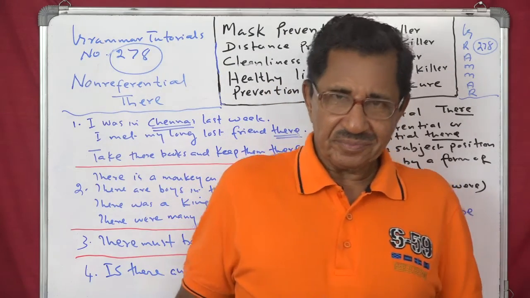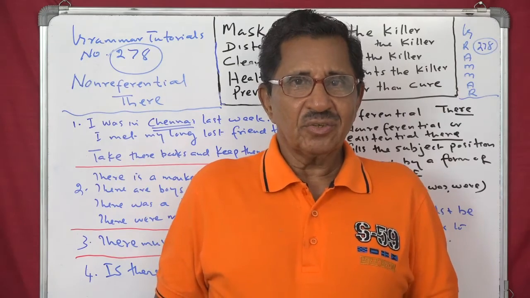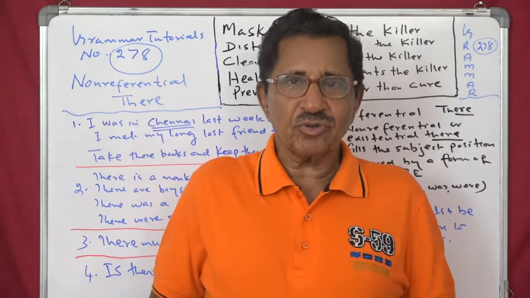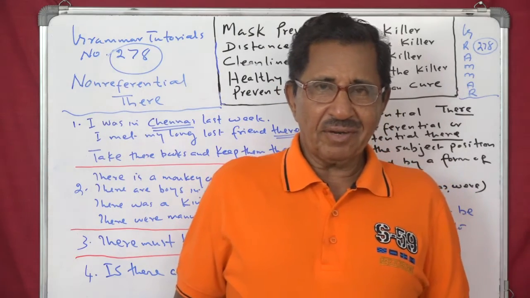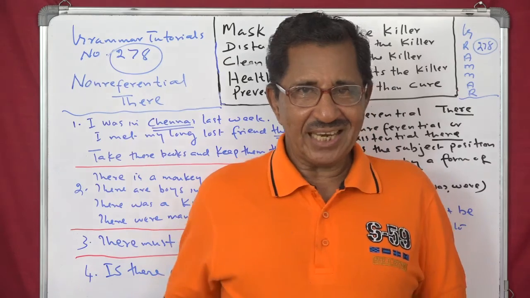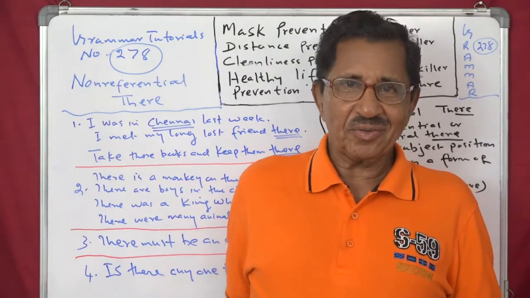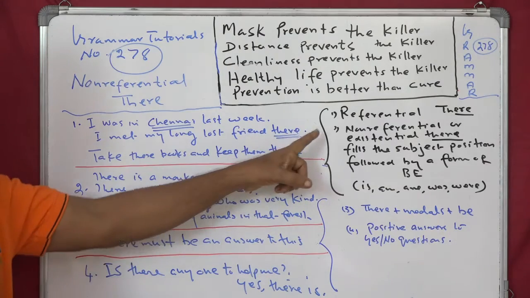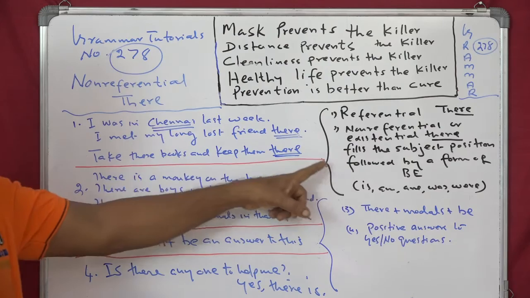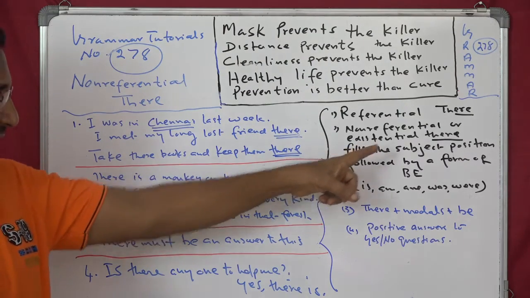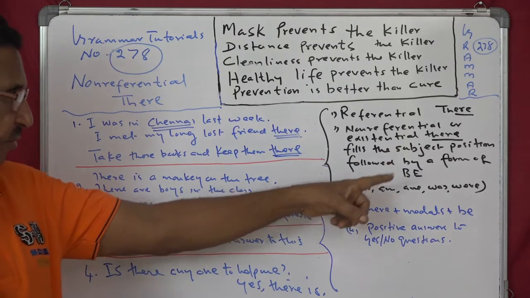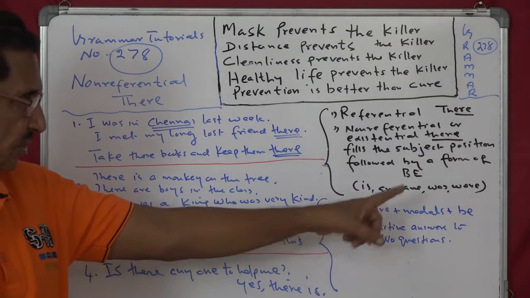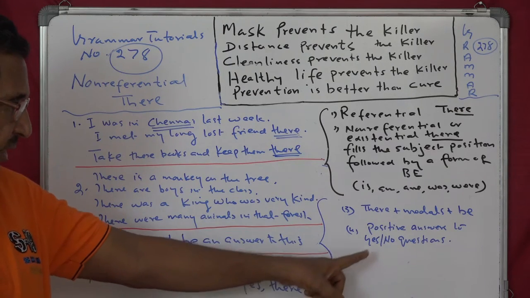So you saw three contexts in which you make the non-referential or existential use of there today. I think it is clear. For one minute I will move to the side, and you can go through the board. Alright, so you can see here you have the referential use of there, then the non-referential or existential there. Second, in the subject position followed by a form of be, and the next one is there plus modals plus be. And the fourth is positive answers to yes or no questions.